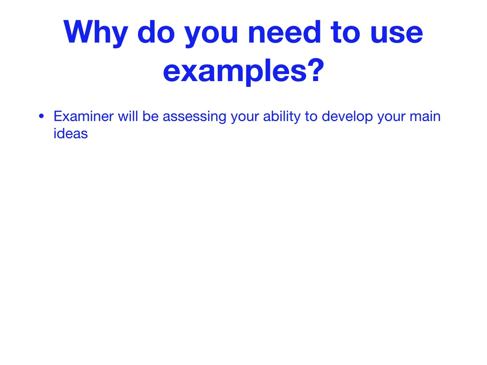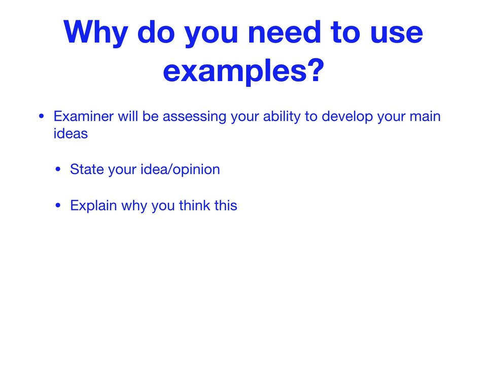The main reason is that examiners will be assessing your ability to develop your main ideas. So in your essay, you will state your idea or your opinion. You'll explain why you think this, and to further develop your answer, you give an example to back this up, to back up why you think this, to back up your idea, to back up your opinion. So this is the standard way of developing your ideas in the writing test.